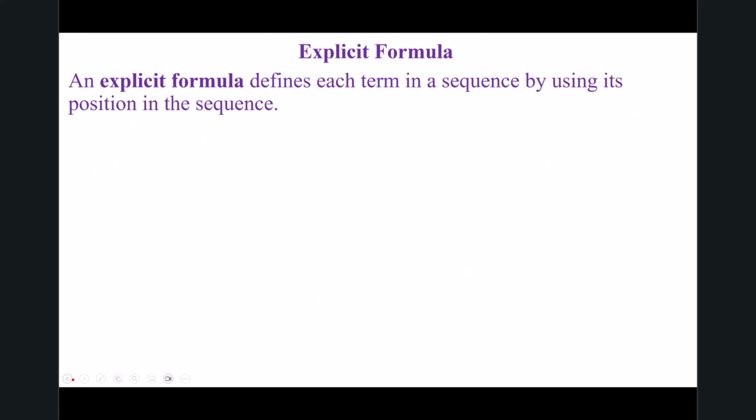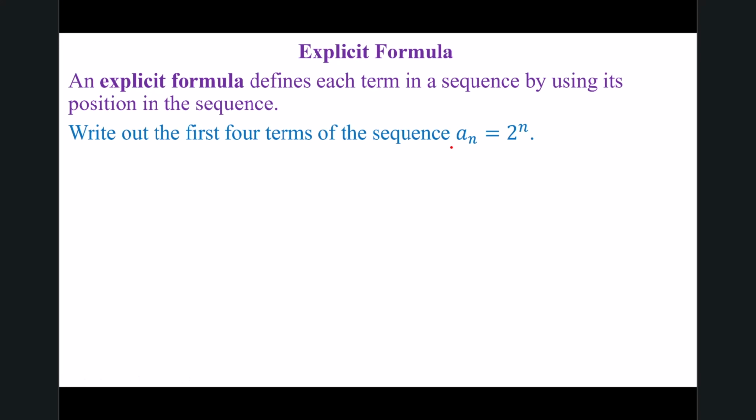So what exactly is an explicit formula? An explicit formula will define each term in a sequence by using that position in a sequence, not by using the previous terms. So for example, here's an explicit formula. If I have a sub n equals 2 to the n, I can find any term I want.